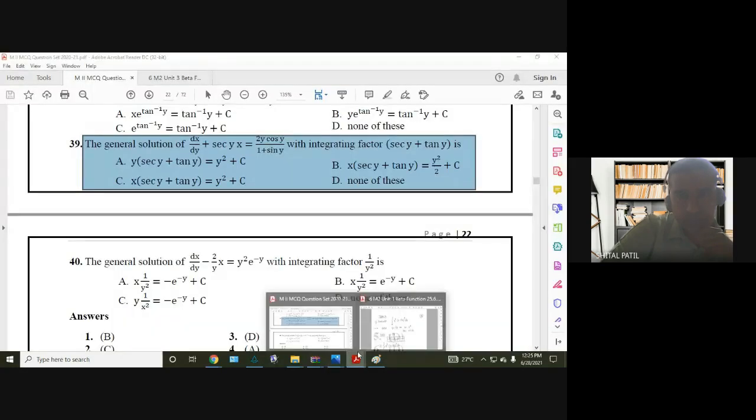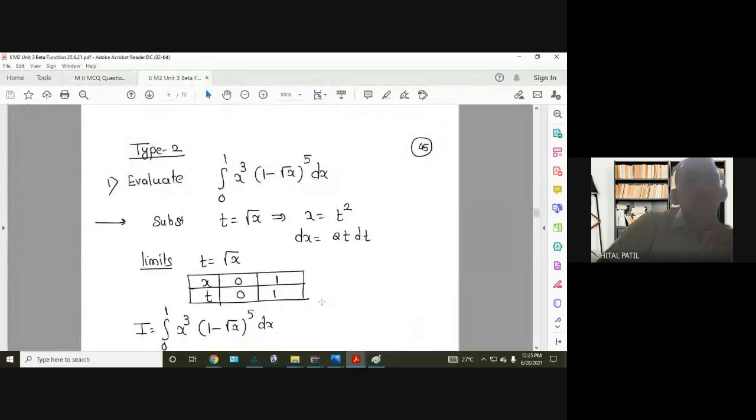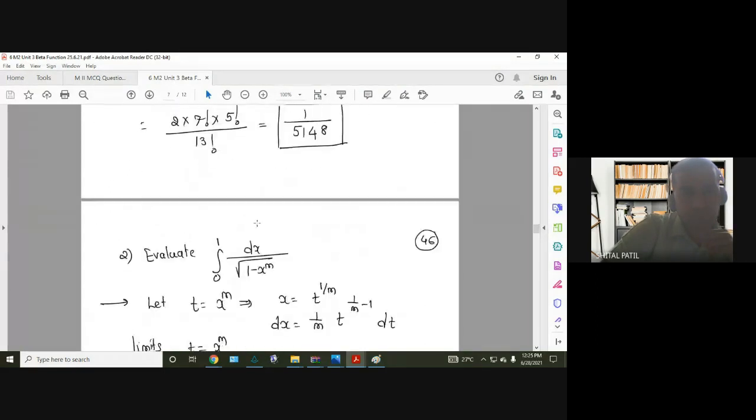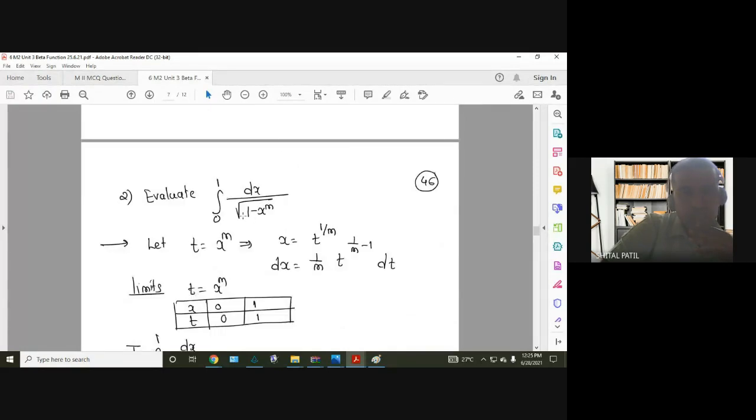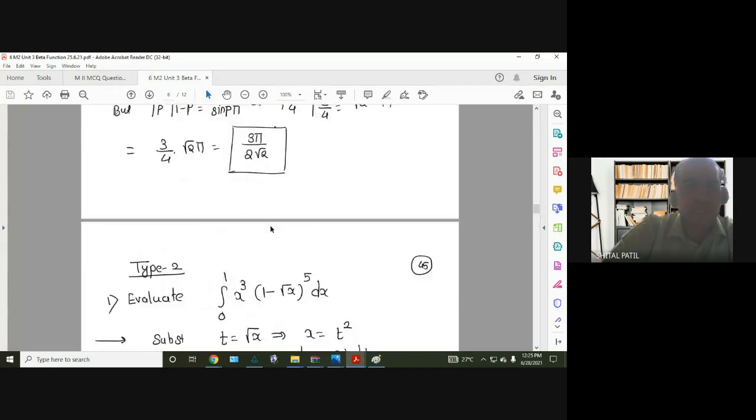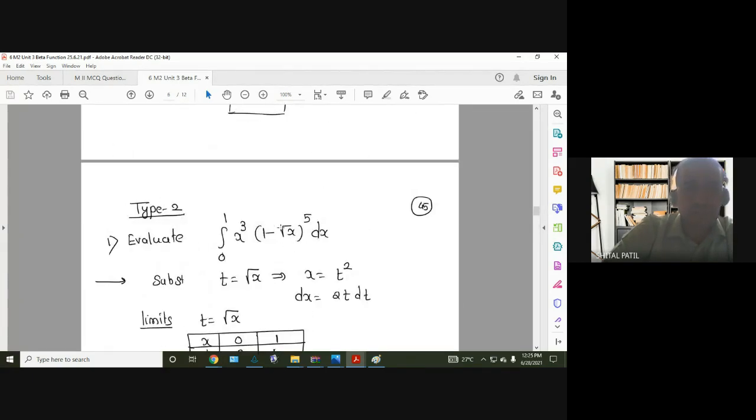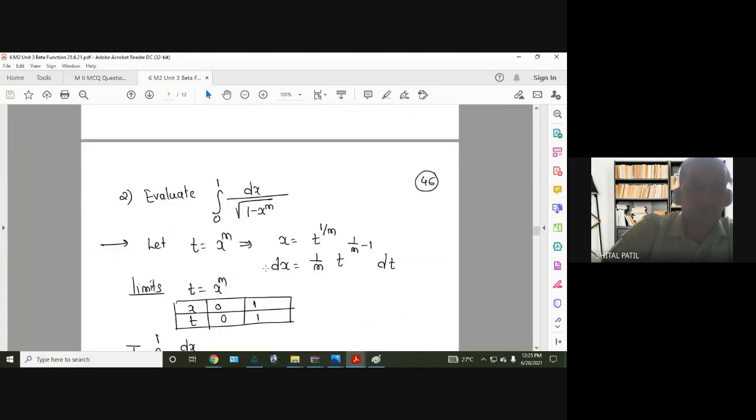Okay, let me continue. So we decided the substitution from this term. So t equal to root x, and then it is solved. Again, we have root of 1 minus x raised to m, so x raised to m is the substitution. In this type of example, type number 2, the limits are 0 to 1 only, and the substitution is decided from the 1 minus x we want. But we have 1 minus x raised to m here. In this case, we have 1 minus root x, so root x was the substitution, x raised to m was the substitution in this example.